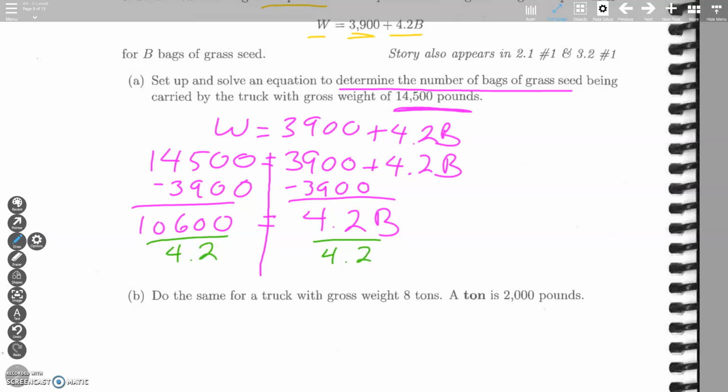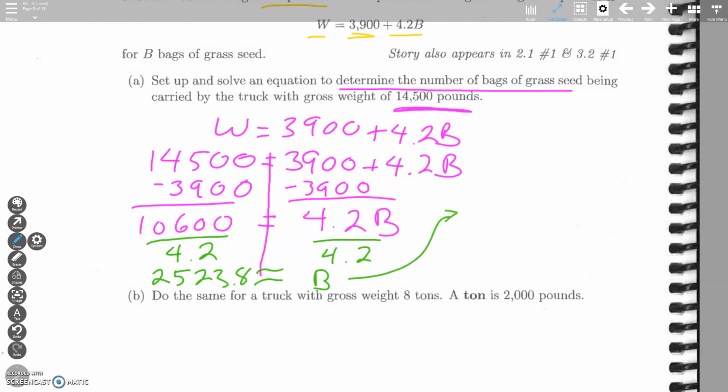So then what that gives us is an amount of B by itself. And what we get is, well, we're not going to get a very nice number. We get 2,523 and 8/10 approximately, which represents how many bags we've got. Well, we can't really have 0.8 of a bag, so we're going to have to round that number up.